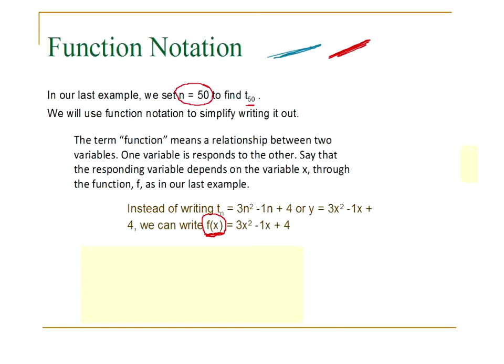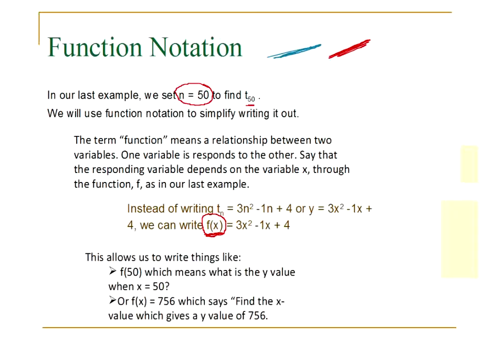So this f of x tells us that the function depends on x. And f of x is very similar to y. And so if I asked you f of 50, well, you can see that the 50 replaced the x. So this is saying, what's y when x equals 50? Or I could write f of x equals 756. This is y. So this is saying, find x when y equals 756.